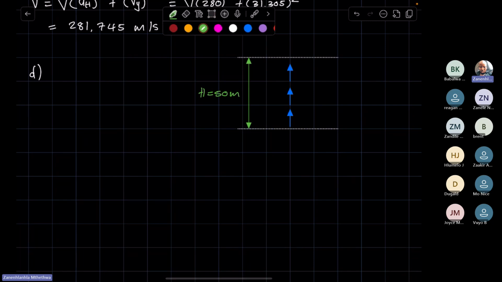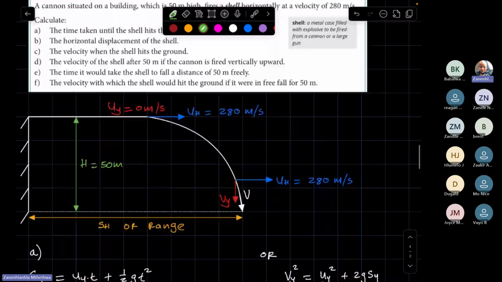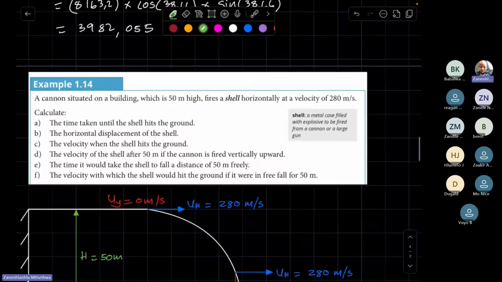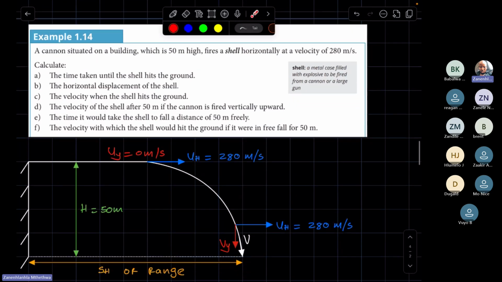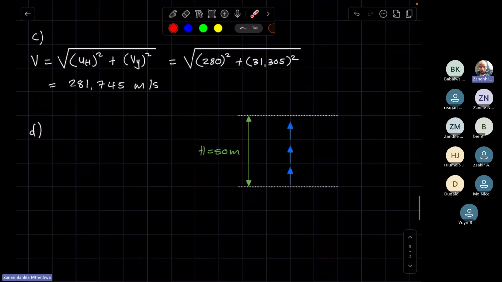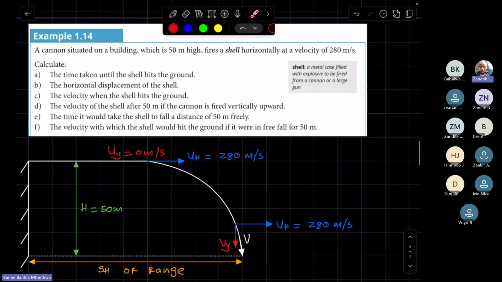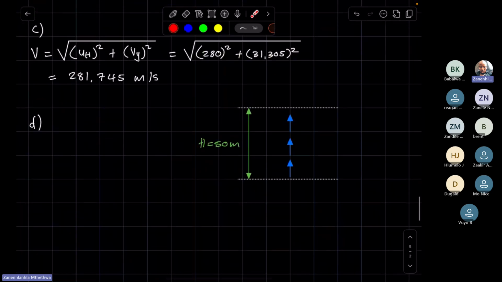Right. And then what else? So they do not mention the velocity of the shell after 50 meters if the cannon is fired vertically upward. Now, they didn't say, did they even give us the 50? Oh yeah, they did. Now, they didn't say that the 50 meters is the maximum height. They just asked us to calculate the velocity of the cannon after 50 meters. So we cannot assume that this here is the apex.